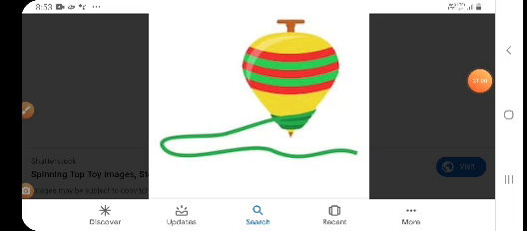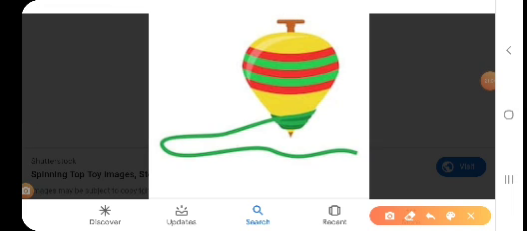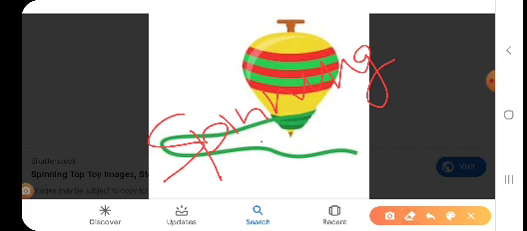So children, this is a spinning top. When you wrap this thread, this is string, children, the string when wrapped around the top and thrown on the floor, it starts rotating. So this is called a spinning top.